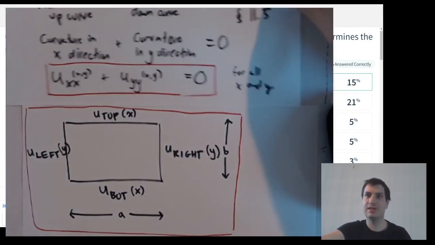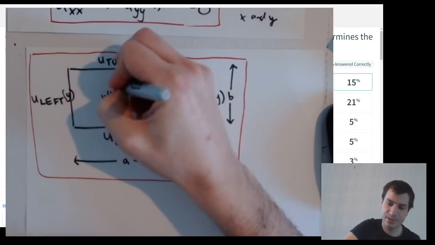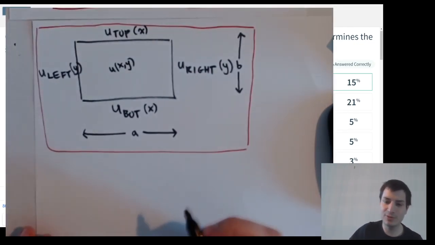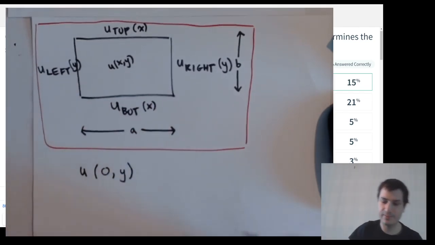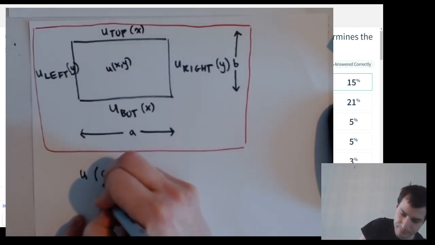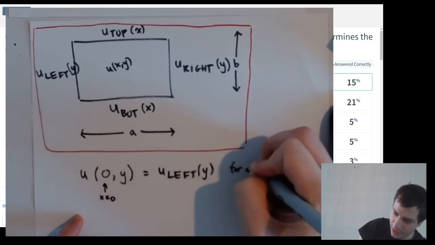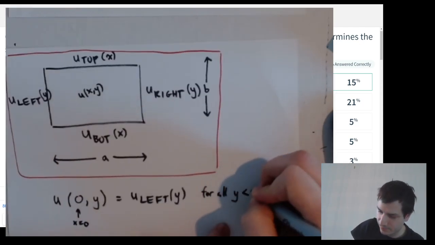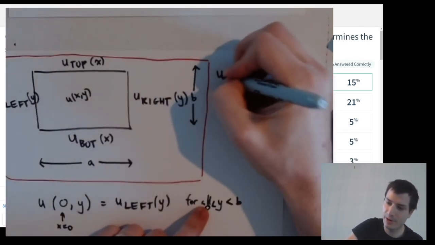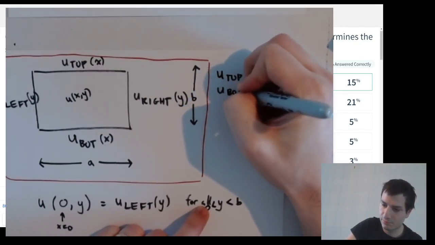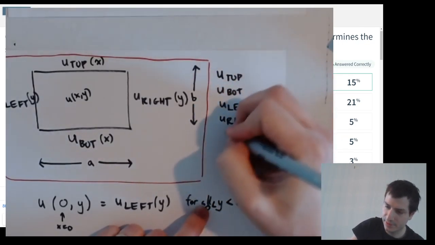You can write these mathematically as well. I've written the picture here, which I think is the clearest way to see what's going on. u of x, y is in the middle, with these four boundary functions. Mathematically, you would write: u of x equals 0 and y anything, plugging in x equals 0, equals u left of y, for all y between 0 and b. So u left, u top, u right, u bottom are given. They're part of the problem.